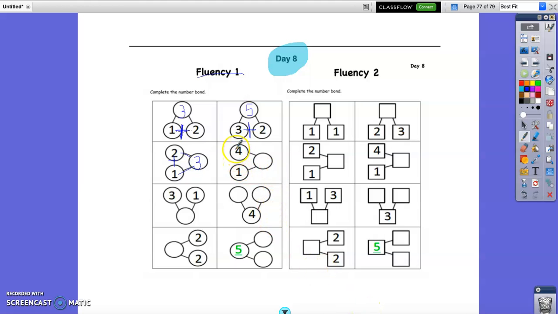Now we have 4 and 1. They're both our parts because we're fusing them together, getting the whole. So 4 plus 1. If you have 4 and you add one more, hold up 4 fingers, put up one more finger. How many do you have now? You have 5. Very good.